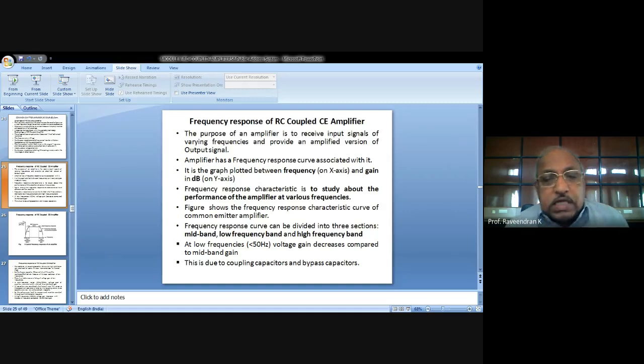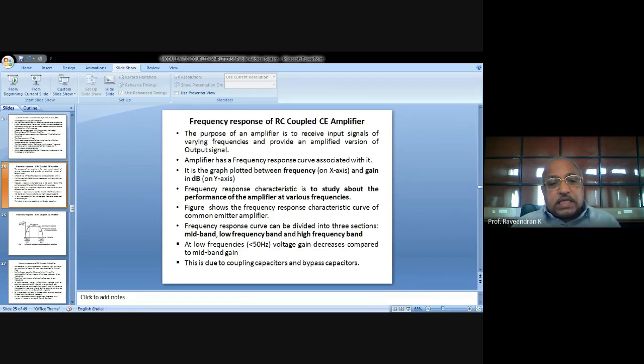So the low frequency with regard to a CE amplifier is less than 50 Hz, or even less than 30 or 20 Hz, because our audio frequency is from 20 Hz to 20 kilohertz, that we know. Usually the low frequency with regard to an RC coupled CE amplifier is considered as a frequency less than 50 Hz. So at a frequency less than 50 Hz, what happens to the voltage gain of a CE amplifier?